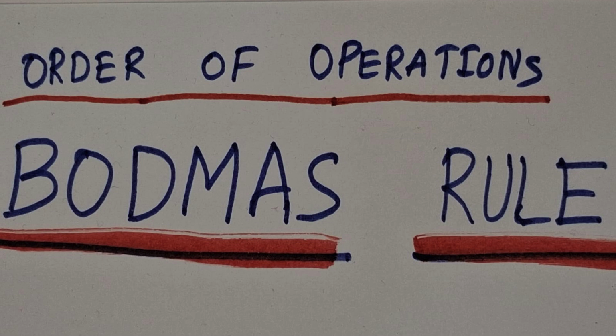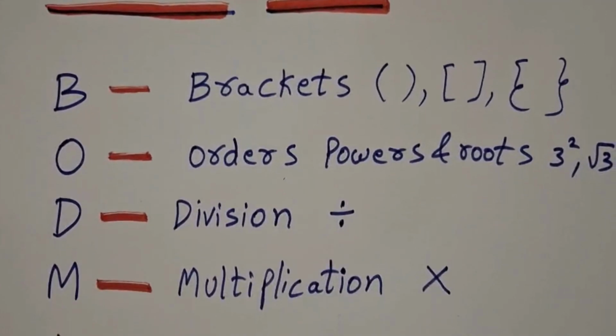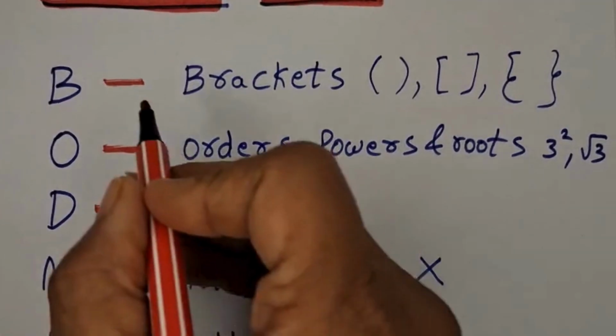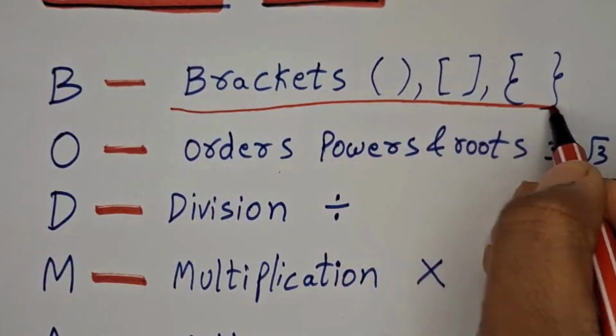Today's topic is BODMAS. BODMAS is for solving every problem in a systematic way, step by step. BODMAS is the order of operations. For simplification, first we have to open the brackets and solve the problem inside the brackets.